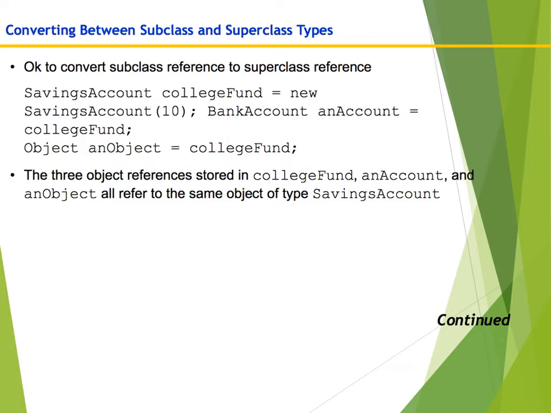So the three object references are stored in college fund, an account, and an object. They all refer to the same object of type savings account. This is fine because object and account are two classes that are considered to be the superclass of savings account.